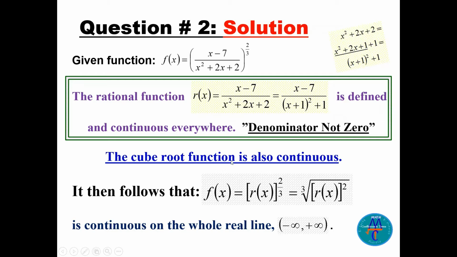Now the cube root also, this is to the power 2 over 3. That means we can write the function f as r of x to the power 2 over 3, which is cube root of r of x squared. That's the same as the given function. So the cube root function also is continuous. So this is a composition now. So this function is continuous on the whole real line.